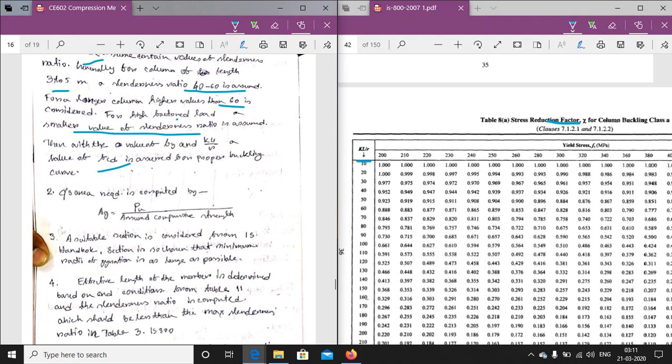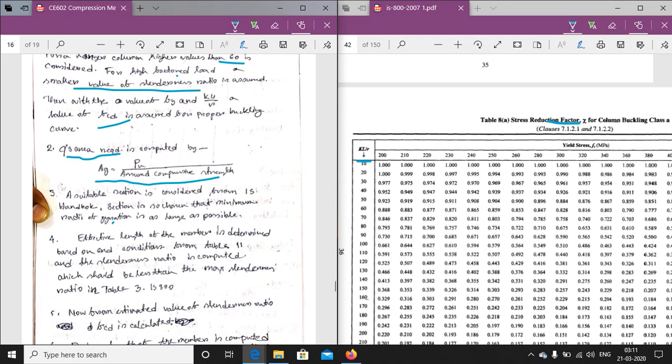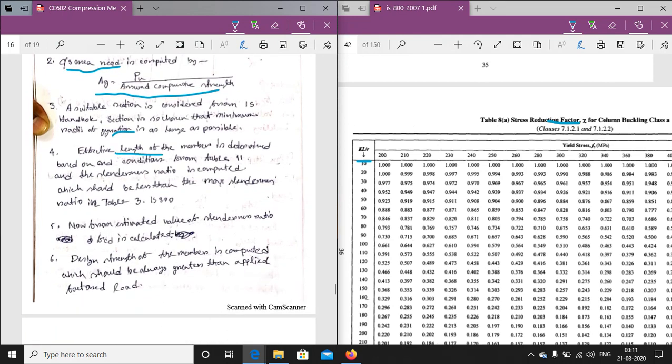Now step 2, the cross-section area required will be equal to Ag, the cross-section required, Pu divided by the assumed compressive strength, where Pu is the applied load. Then depending on this Ag, a trial section will be selected which has an area higher than or equal to the area that has been assumed. So step 3, a trial section is assumed.